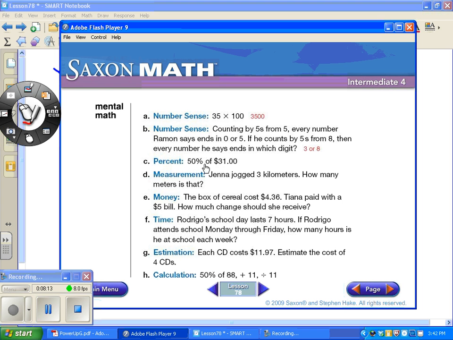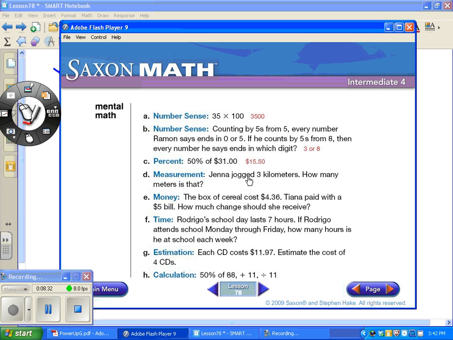Okay, 50% of $31. That means half of 31. Well, I have memorized that half of 30 is 15, but now I gotta look at this other dollar, and half of a dollar is 50 cents. So $15.50 is half of $31.